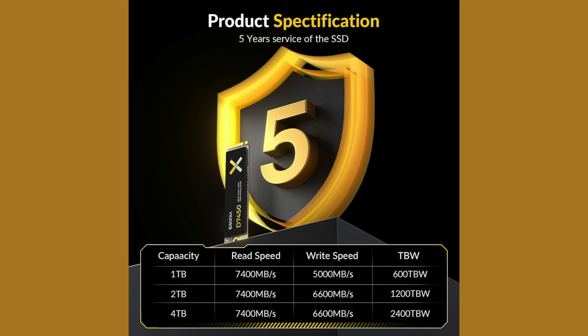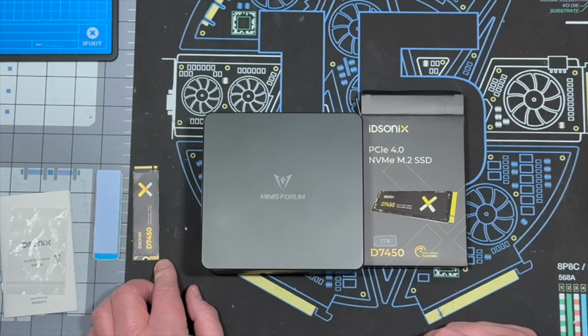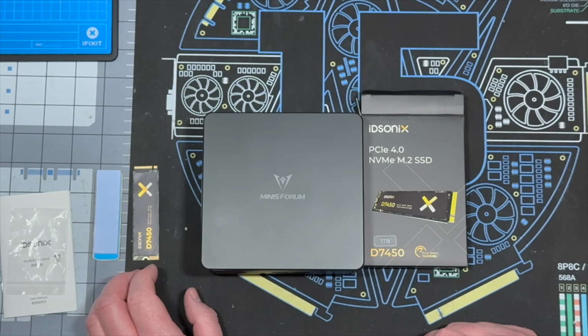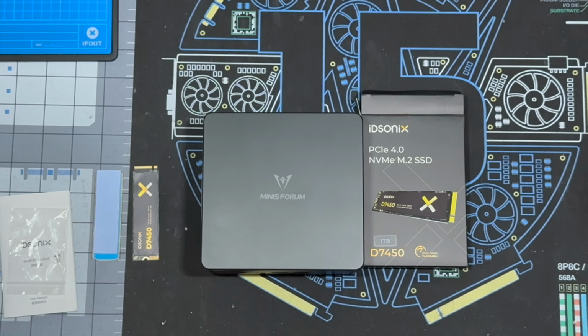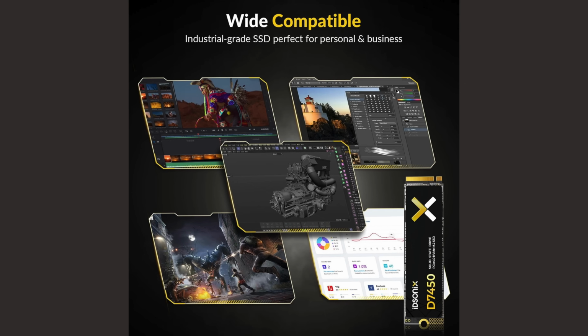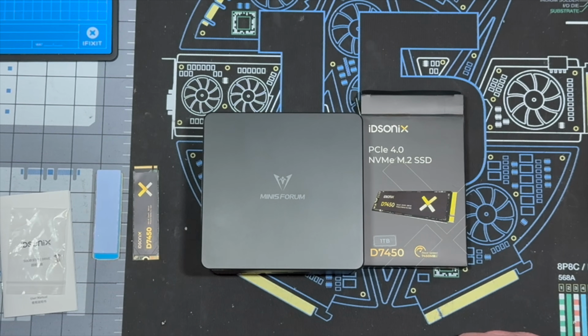This is the 1 terabyte version, so it's 7400 megabits per second, 5000 megs write. 2 terabyte is 7400 and 6600 megabits per second write, and 4 terabytes is 7400 and 6600 megabits per second also write. And like I said before, it's compatible with all computers that take NVMe M.2 SSDs and PS5.